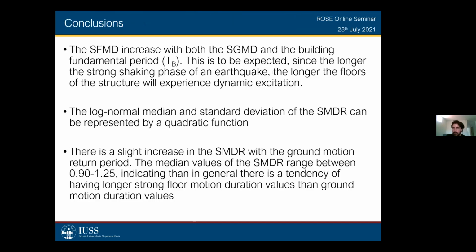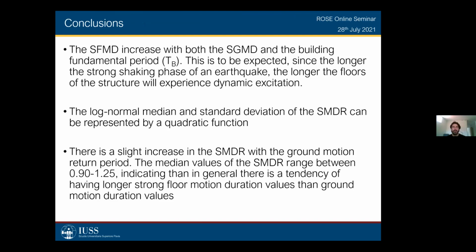So finally, with the conclusions, we have that the strong floor motion duration increases with both the strong ground motion duration and the building fundamental period. This is to be expected since the longer the strong shaking phase of an earthquake, the longer the floors of the structure will experience dynamic excitation due to this ground motion.